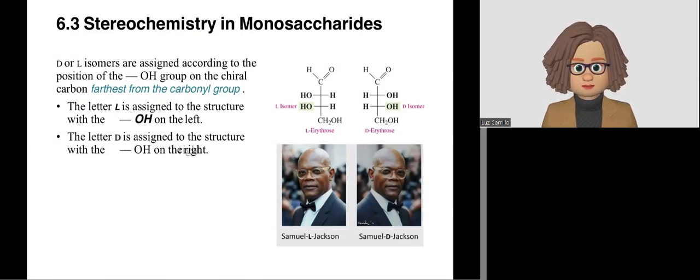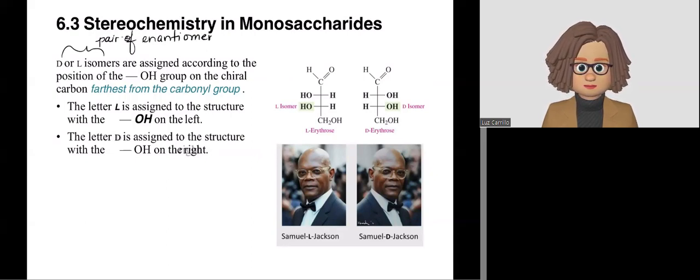How do we know? And how do we have a designation for monosaccharides that are enantiomers of each other? Well, we have a specific symbolism for those. When it comes to monosaccharides, the way that we designate the pairs of enantiomers is given by the letters D and L.